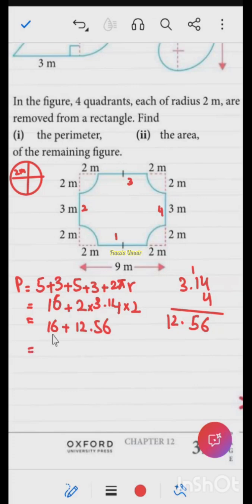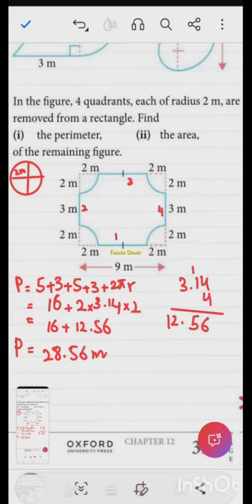Now 16 plus 12.56 is 28.56. And the unit is meters. Any question in the perimeter of this shape? Anything you cannot understand? Is it clear? Jibita, is it clear? Yes, ma'am. All right.